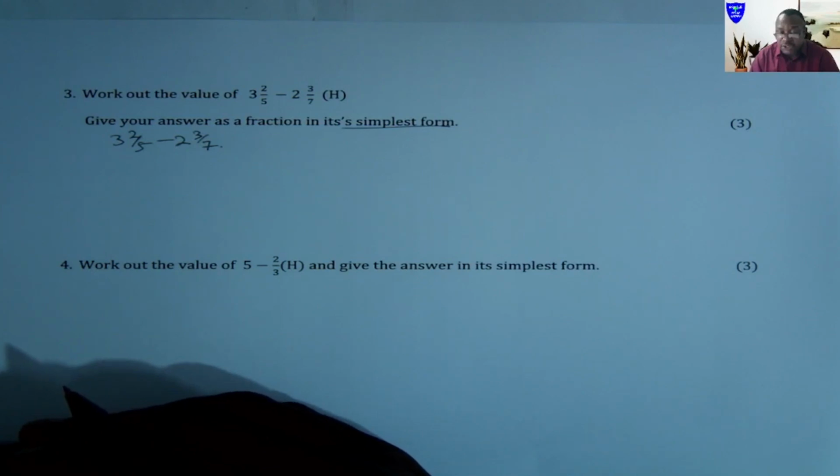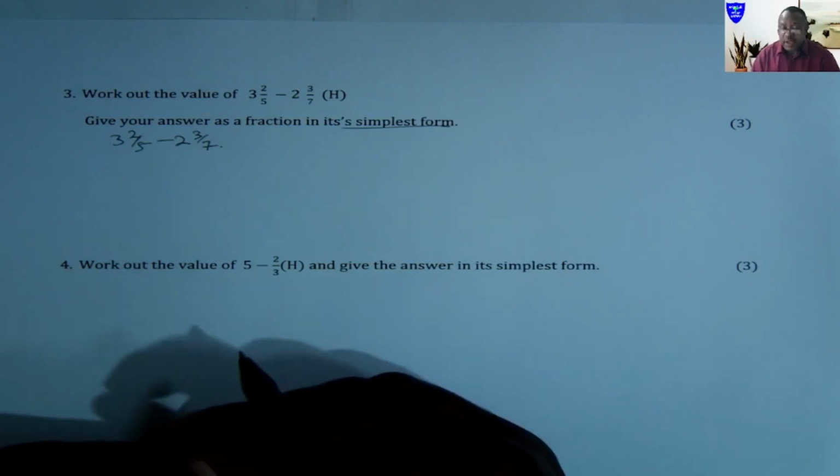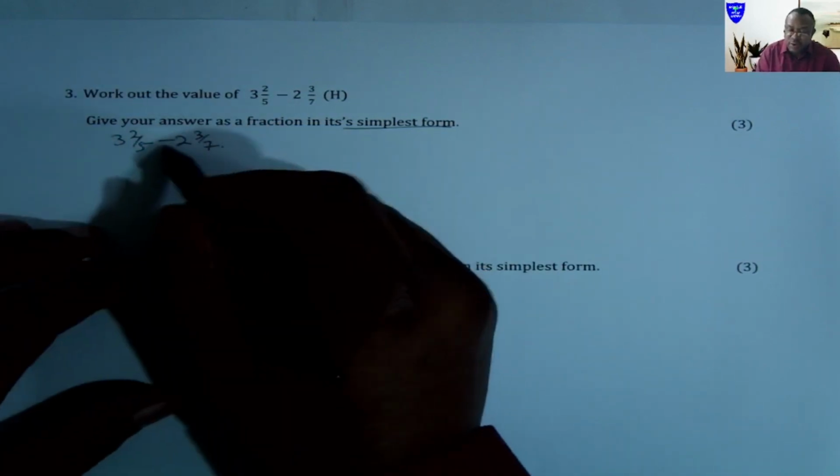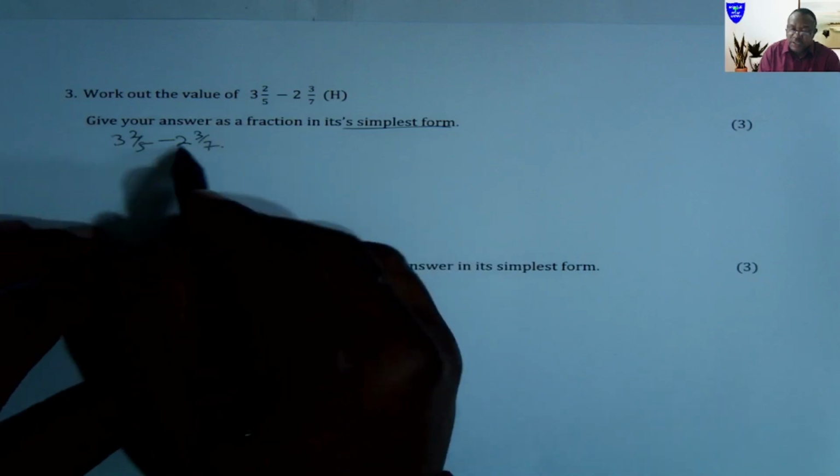Probably I should do it, right? I should do it, but I think it's not necessary. But you can do that anyway. I'm going to follow a simple method. So what I'm going to do here, guys, I'm simply going to isolate these whole numbers.